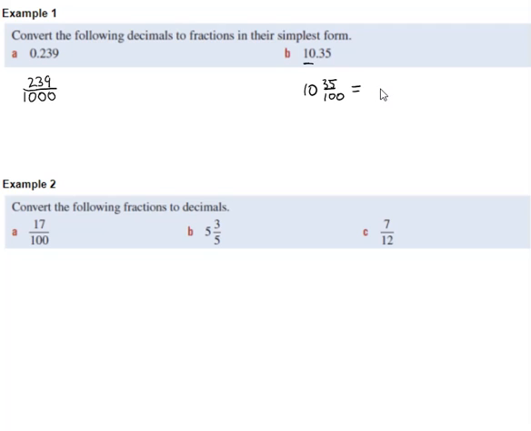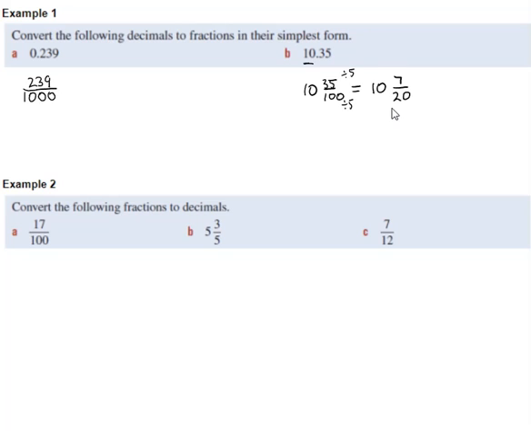So we're going to have 10 as our whole. Now if I do 5s into 35, I'm going to do a divided by 5 there to show you what I'm doing, and a divided by 5 there. 35 divided by 5 is 7, so we have a 7 in our numerator, and our denominator is 100 divided by 5, which is 20. So 10.35 is 10 and 7/20.